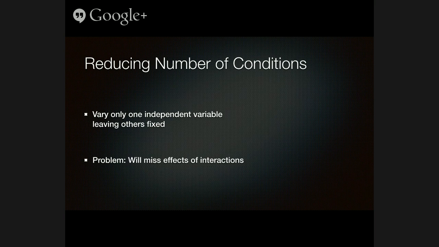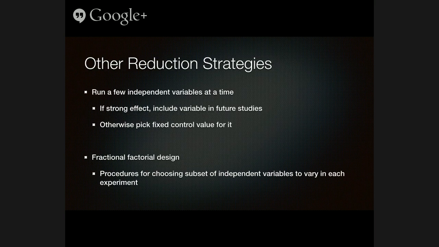So it may be that bubble cursor and big targets behaves very differently than one might predict if all you know is about bubble cursor and all you know is about big targets. And so you really do have to explore this whole space if you want to get all these interaction effects. So there are a lot of things you can do to mitigate this problem. One is to pick a couple independent variables at a time and then see if something interesting is happening. And if nothing interesting seems to be happening, just pick a fixed control value for it and move on.